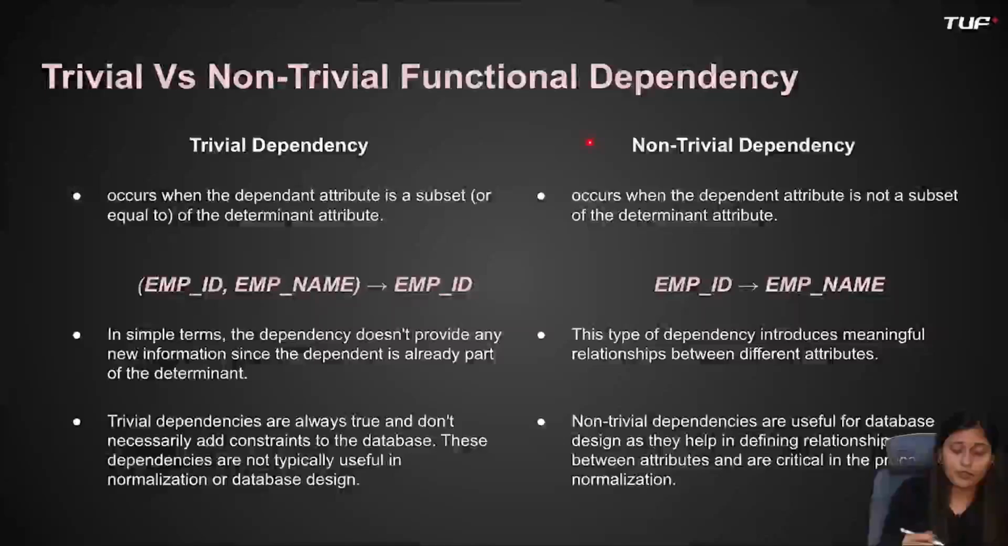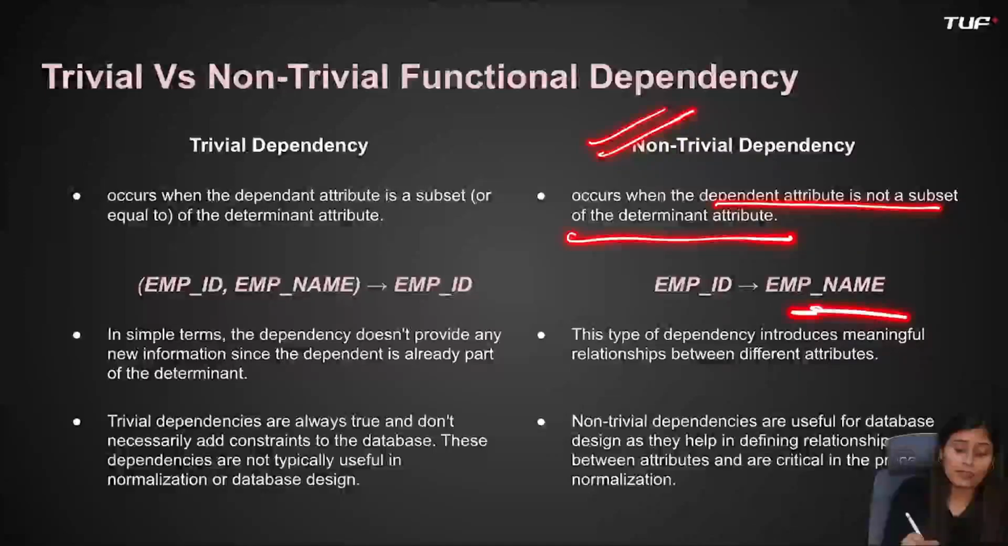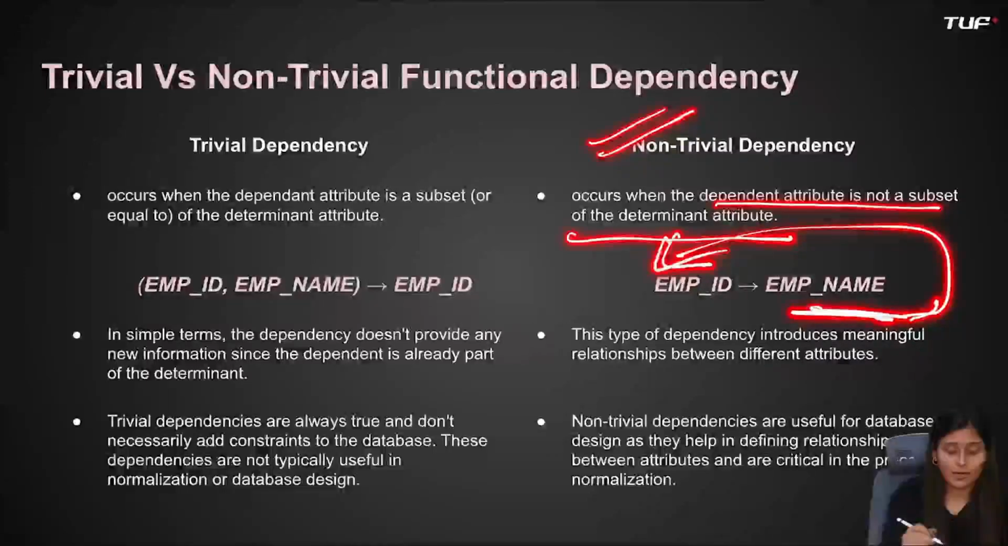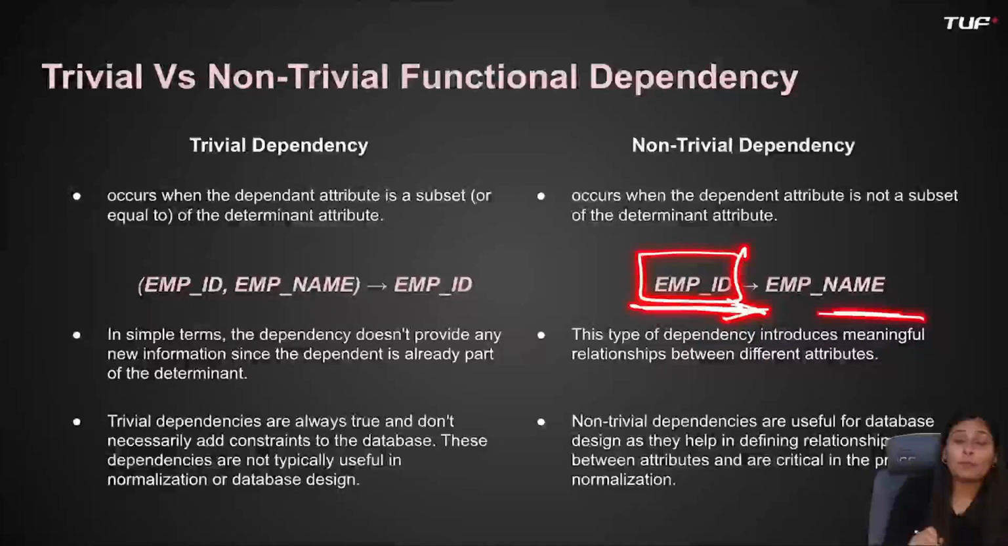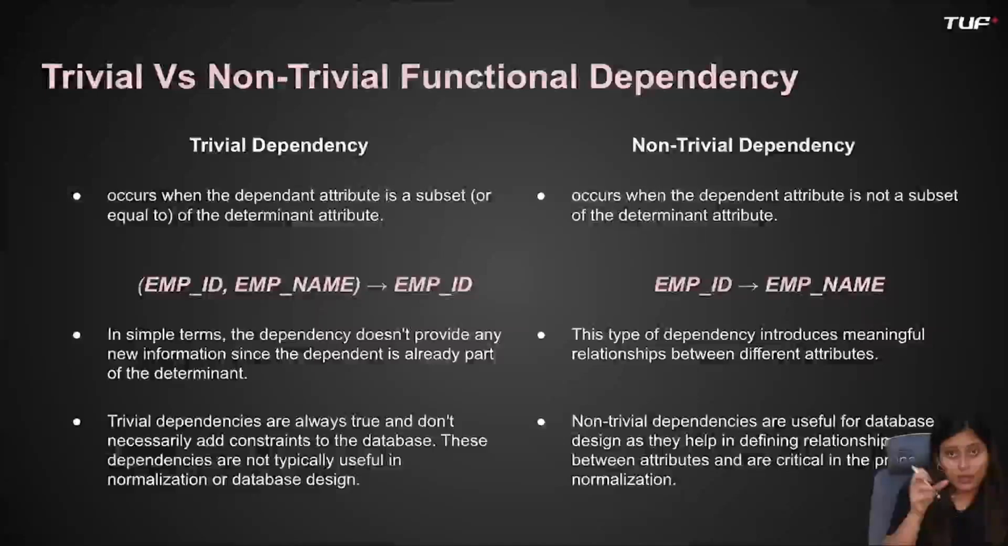But in the case of non-trivial, it occurs when the dependent attribute is not a subset of the determinant. So basically, when the right part is not a subset of the left part. In this, we are always finding new information. Like if we have employee ID in the left part, then with the employee ID you can find employee name. With this functional dependency, which is the basic formula, we can find the relation here. It will help us to find new information.